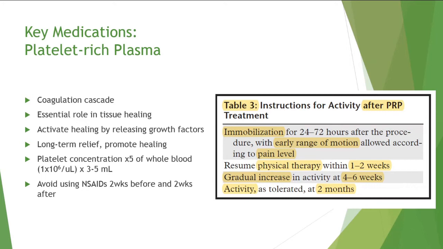Just to mention that we should tell our patients to avoid non-steroid anti-inflammatory drugs 2 weeks before and 2 weeks after the application of these. So anyway, there also they have a table that they mention, the recommendations for immobilization, which is 2 to 3 days, and with an early range of motion, according to the pain level. Always the pain level is the threshold, of course, and to initiate physical therapy within a couple of weeks, gradually increasing the activity until 2 months, so as to let the substance act, so to speak.